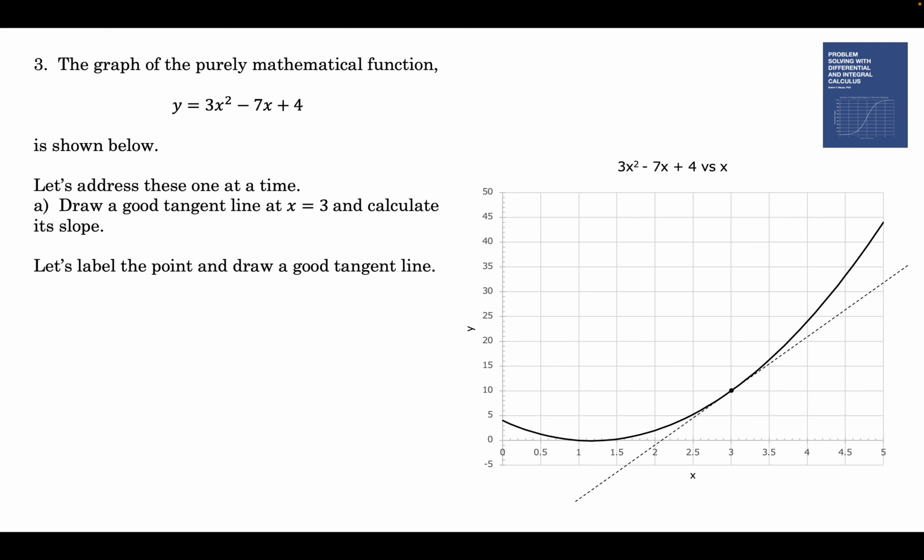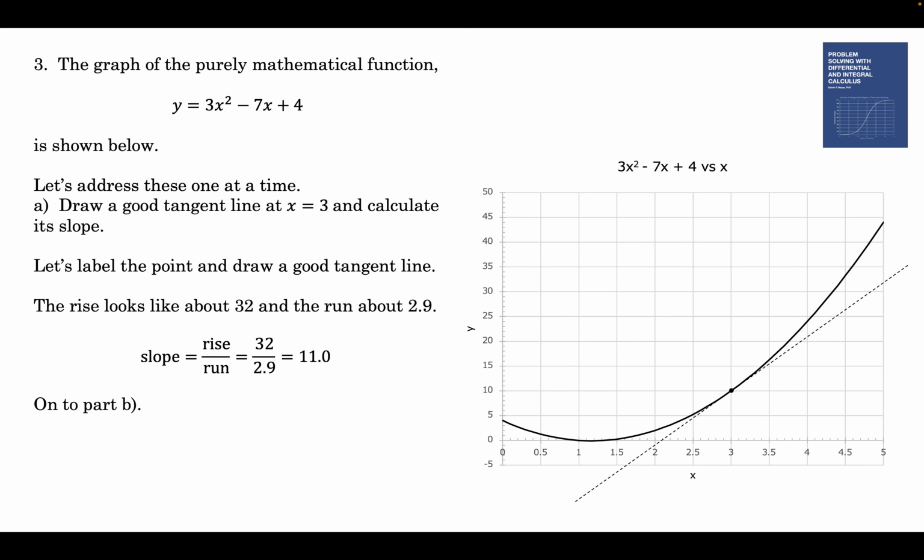Now we have to estimate the rise and the run. That's 30. That's 35. So the rise is about 32. That's 2.1. It goes to 5. So the run is 2.9. Rise 32. The run's 2.9. The slope 32 divided by 2.9 is about 11. I probably shouldn't put that 0 there. Probably should call it 11.